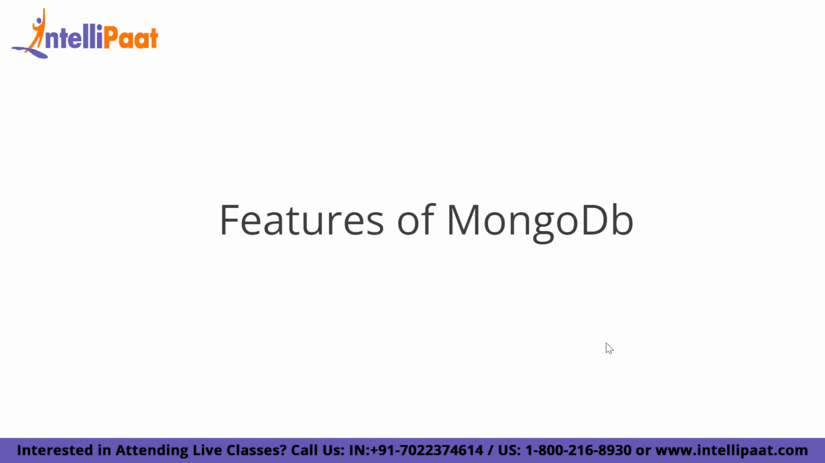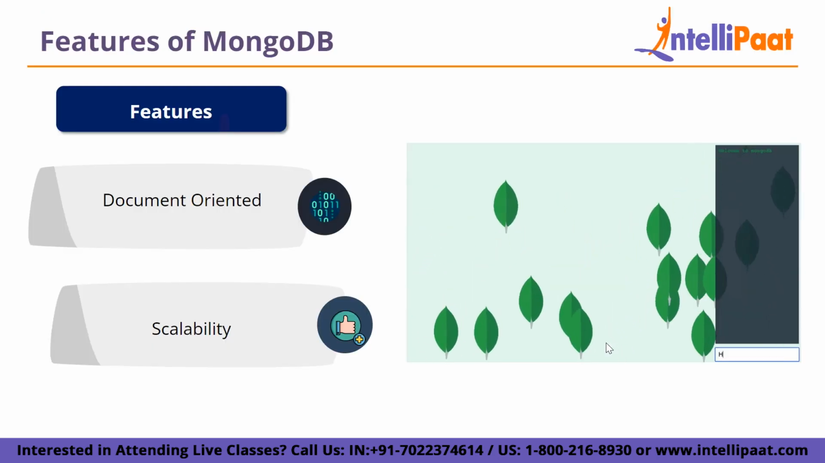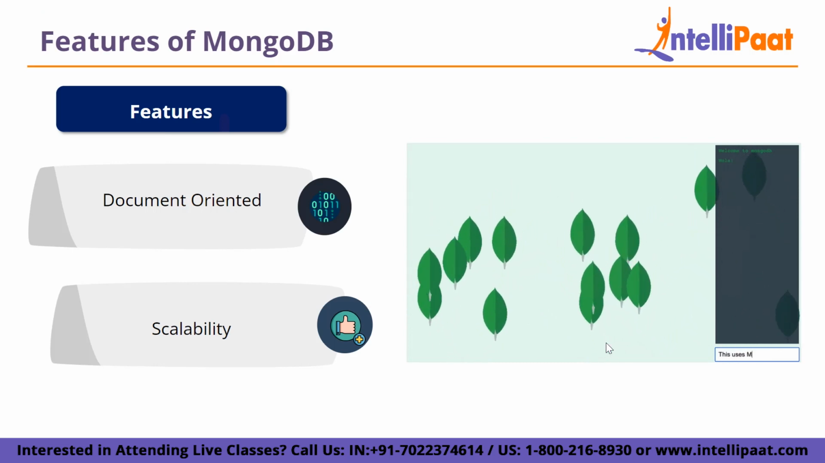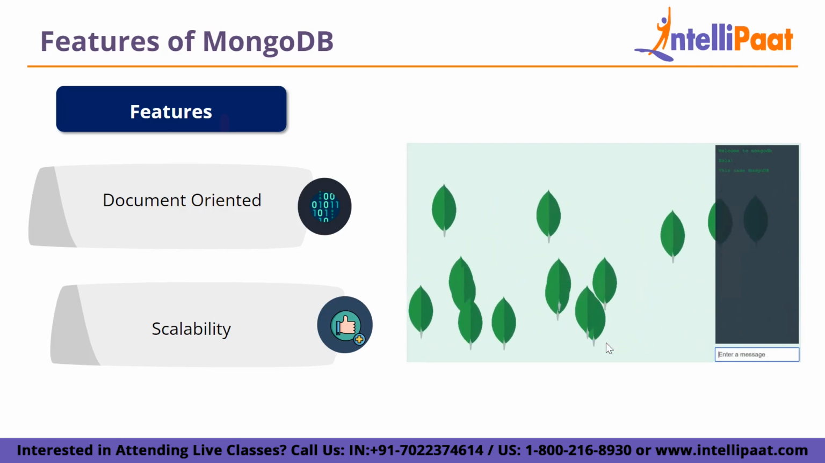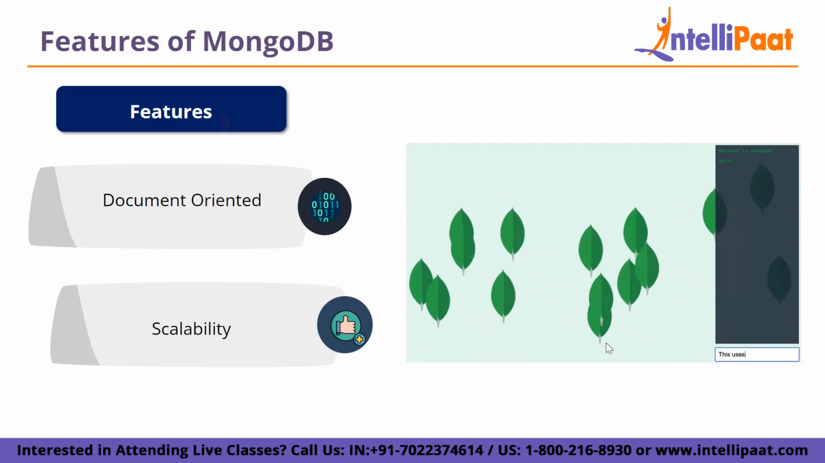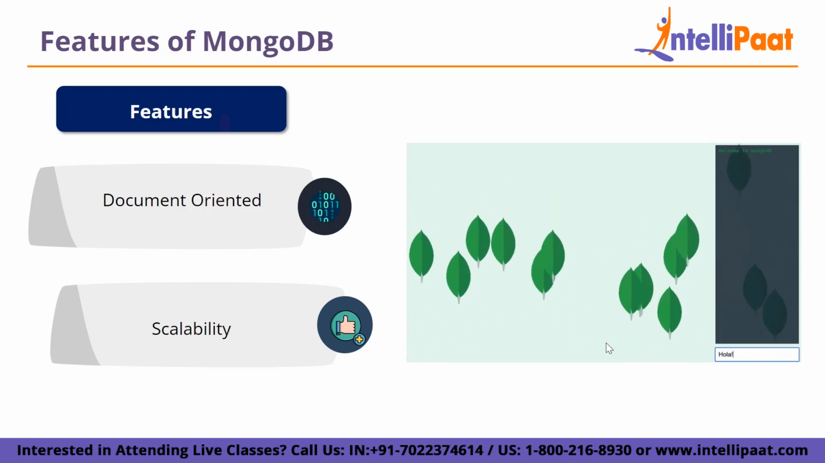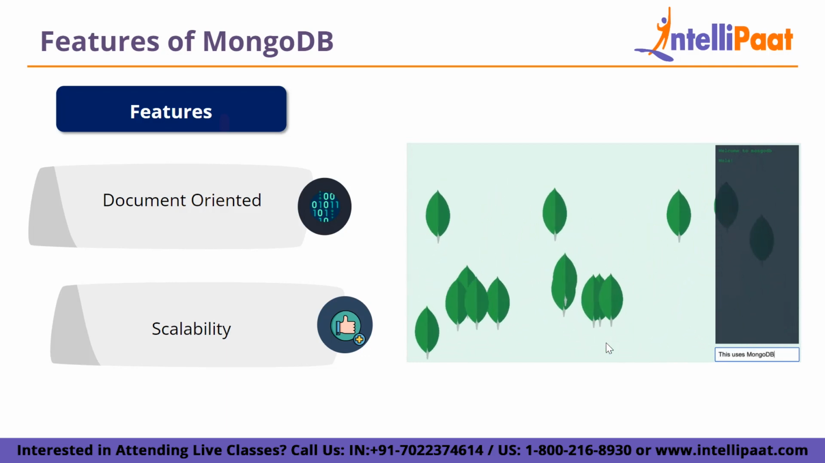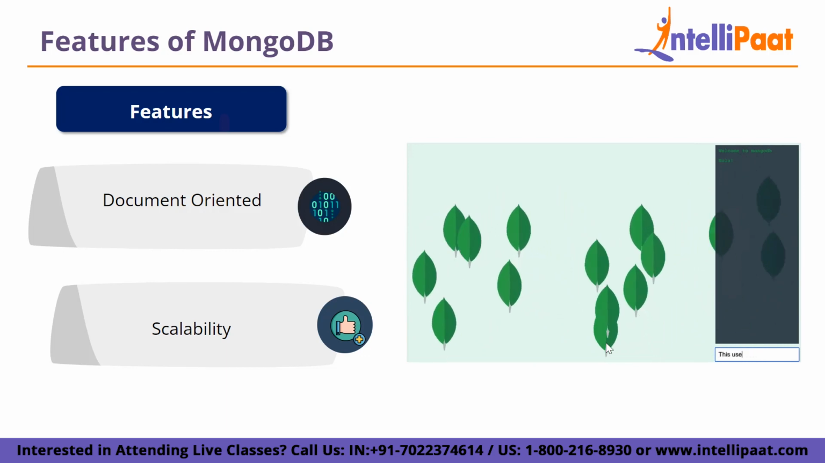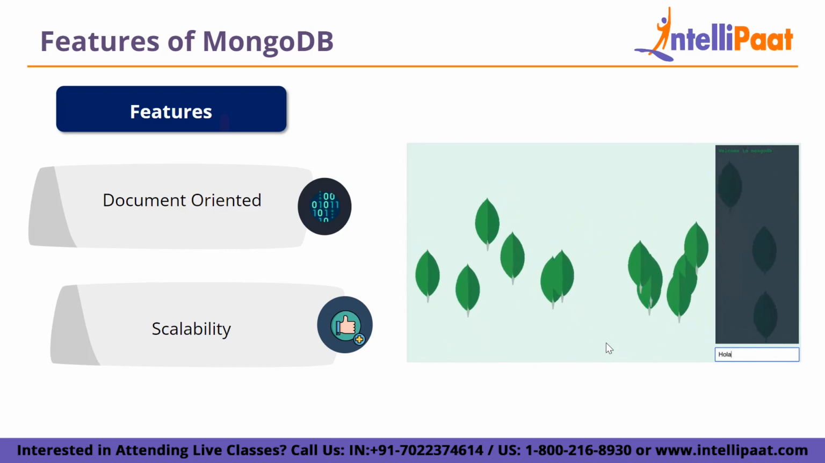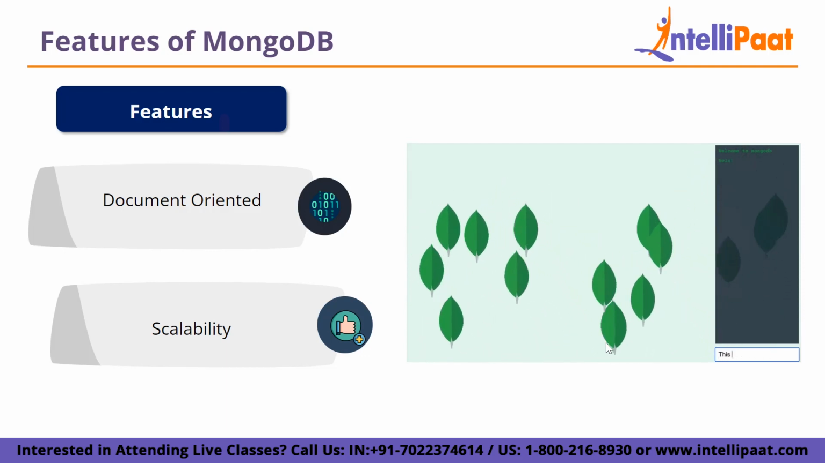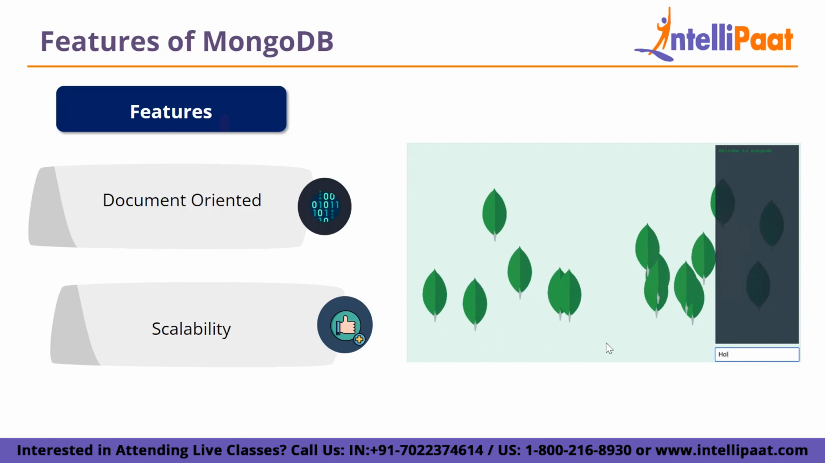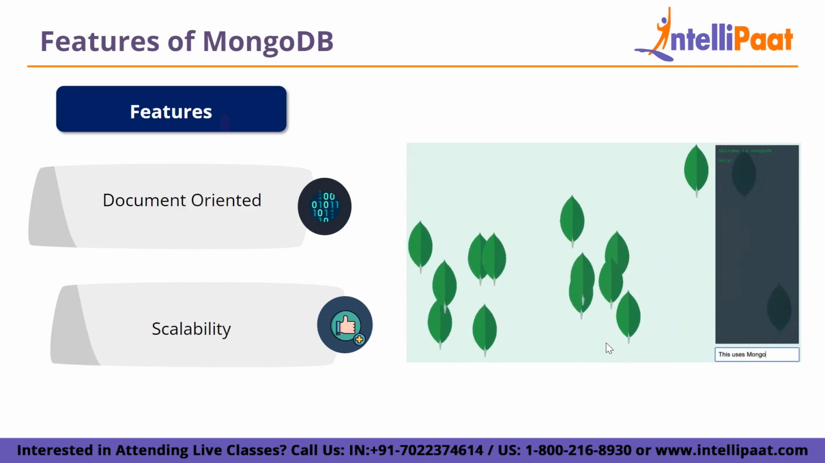Now let's move on and understand the features of MongoDB. If I talk about features of MongoDB, it actually offers several key features that make it a popular choice among developers and organizations for their data storage needs. The first one that comes up to my mind is that it is document oriented. MongoDB stores data in a flexible and schema-less format called binary JSON, which allows for dynamic and nested data structures. Documents within a collection can have varying data structures, thus enabling easy representation of complex data models.